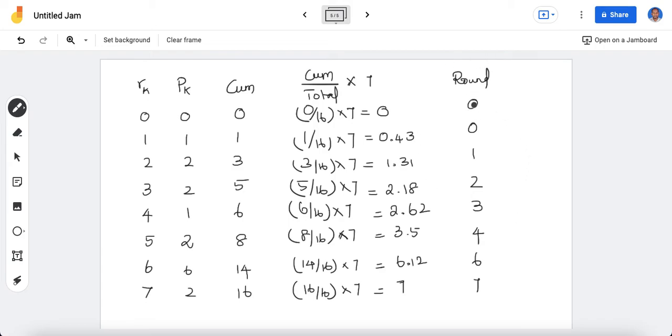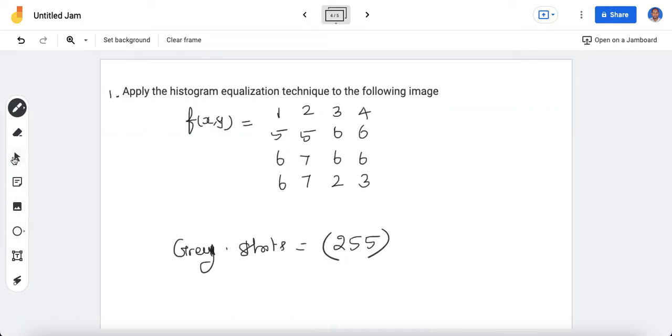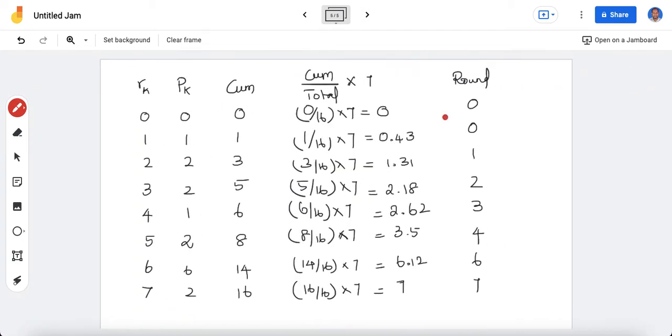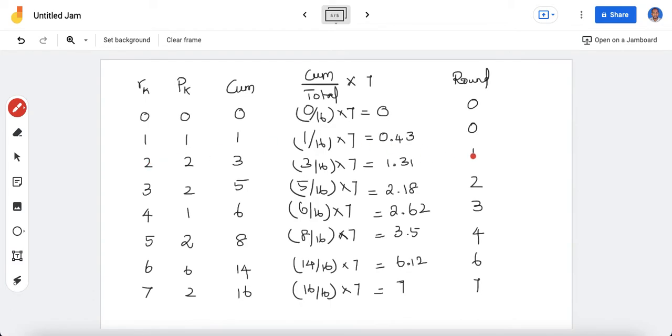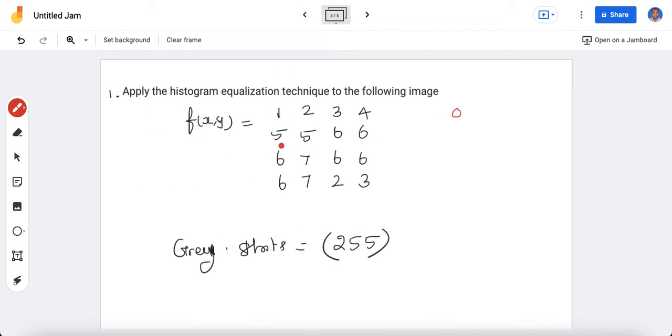So these are the intensities which I need to replace. The values: 0 is to be replaced by 0. I do not have any 0 in my image, so I can directly take it, right? And next, the 1 is to be replaced by 0. How many ones do I have? I have only this one, so replace it by 0. And 2 to be replaced by 1. How many 2's do I have? I have two 2's, so those become 1.